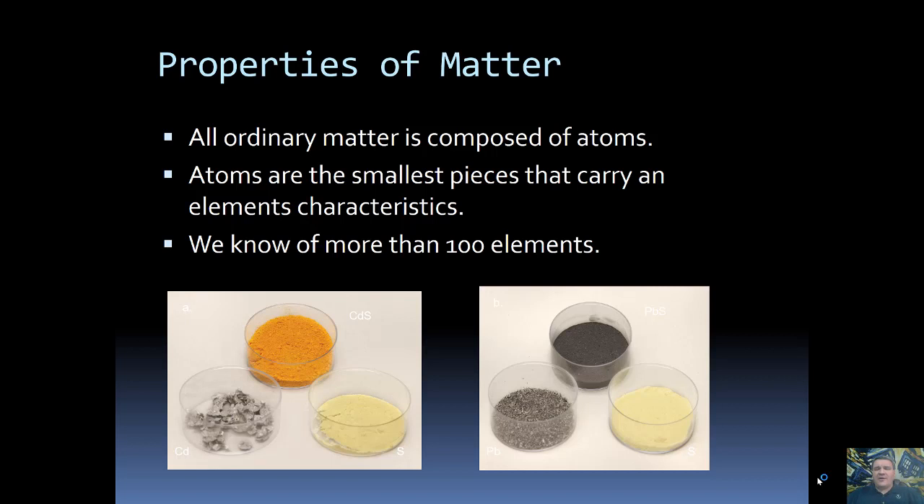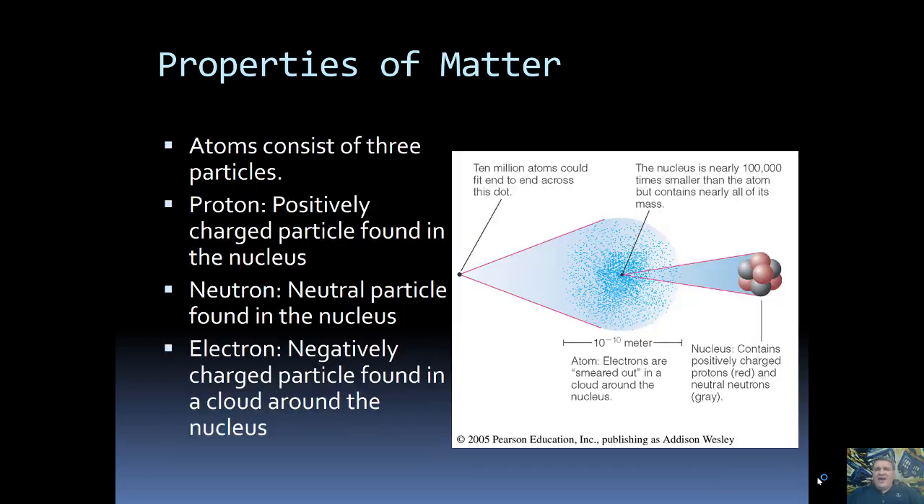All ordinary matter, what I mean by ordinary is the stuff that you are familiar with, that you actually interact with every day, is composed of atoms. An atom is the smallest piece that still carries the element's characteristics. The elements are the fundamental building blocks. As different elements bond in different ways, we actually get different materials. Today we know of more than 100 elements.